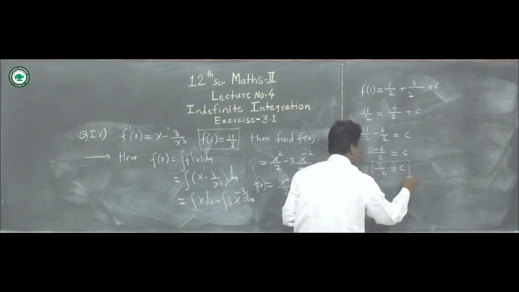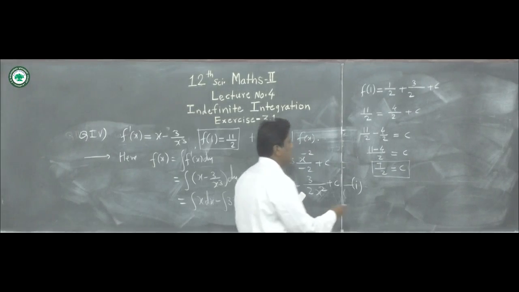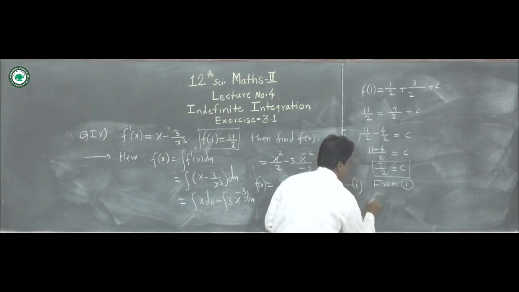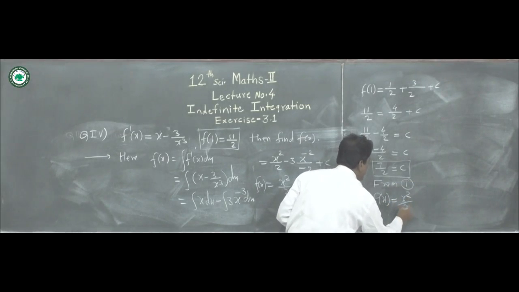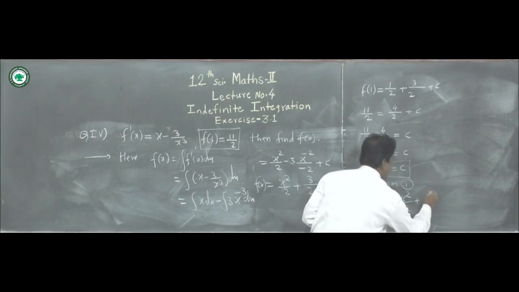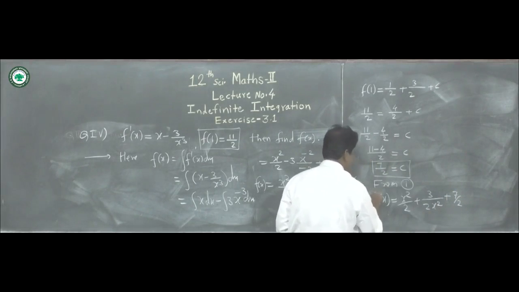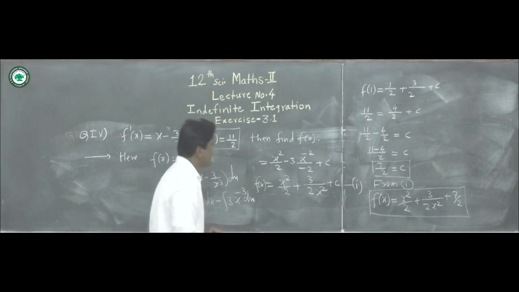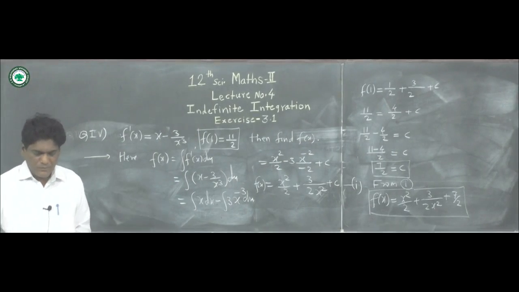And now put the value of c in equation first. Therefore from equation first we have f of x is equal to x square upon 2 plus 3 upon 2 x square, and c is here 7 by 2. So this is the final solution. So we get here f of x like this. So here we have completed fourth question, and in this way we have completed exercise 3.1.